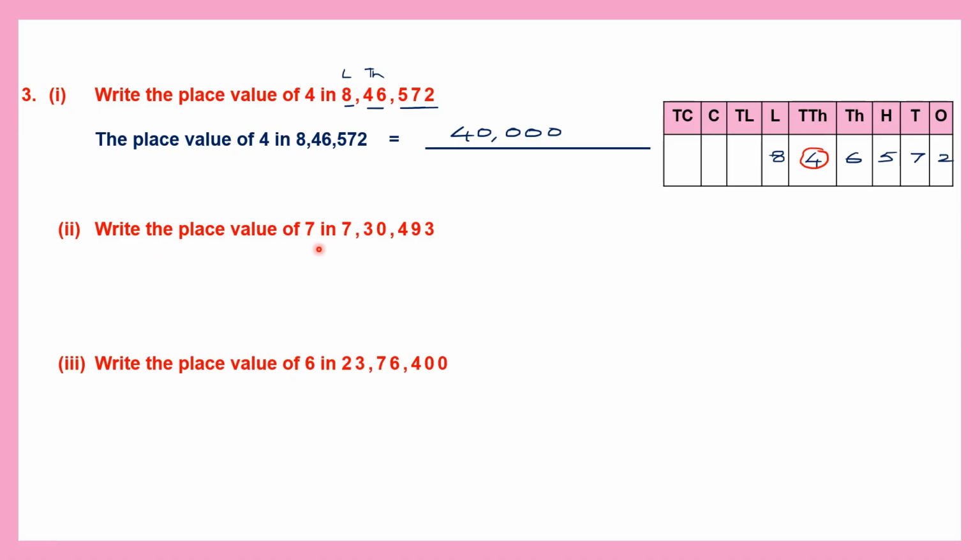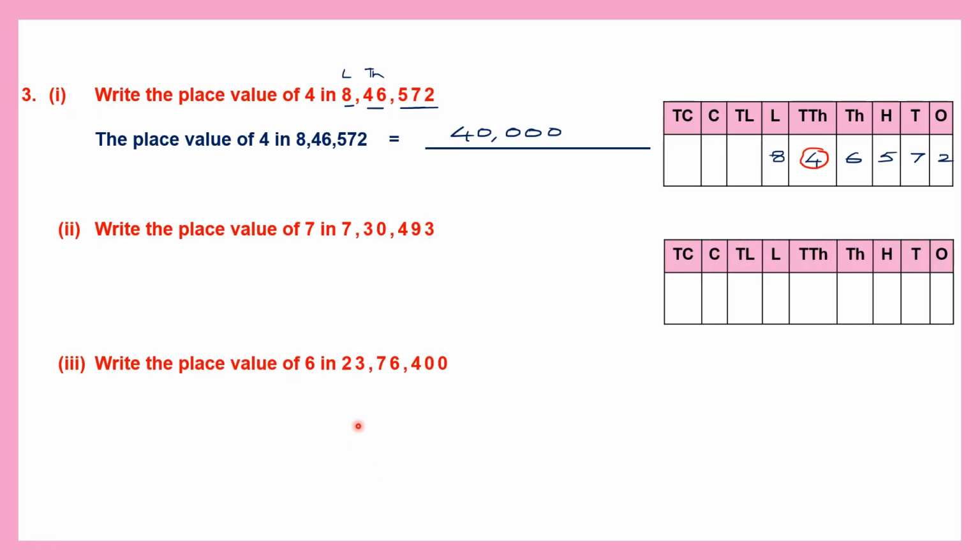Question 2, write the place value of 7 in this number. So again, let's have a place value chart. Let's write down the numbers there. So we have 493 in the ones period. Then we have 30 in the thousands period. So 30,000. And we have the 7 in the lakhs period. And we have been asked to write the place value of 7. So 7 is in the lakhs period.